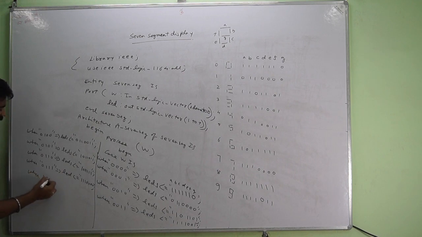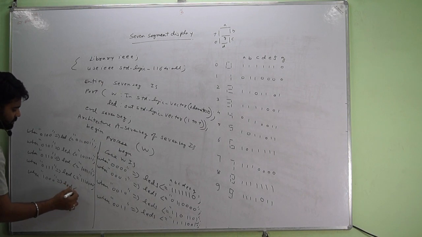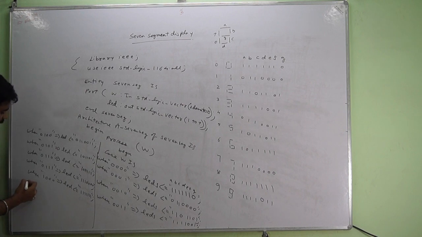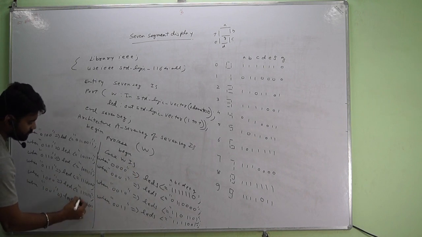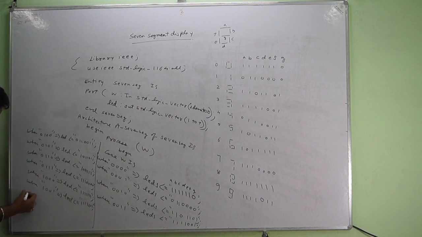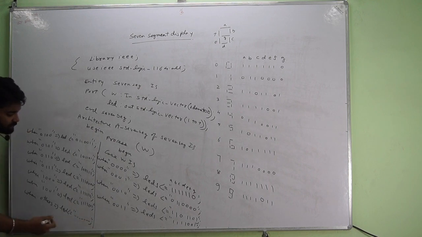And when it's 8, all the LEDs will be glowing. And lastly, when it is 9, the LEDs will be 1, 1, 1, 1, 0, 1, 1. But there is a twist, that is when others, because for 4 bits there are 16 possibilities. Out of 16 we have utilized 0 to 9, that is 10. So 6 more are remaining. That will all come under others, and for that we can represent the LEDs as spaces. So nothing.